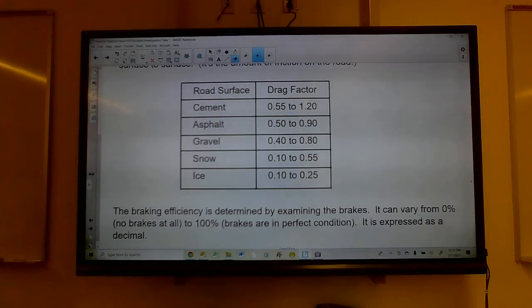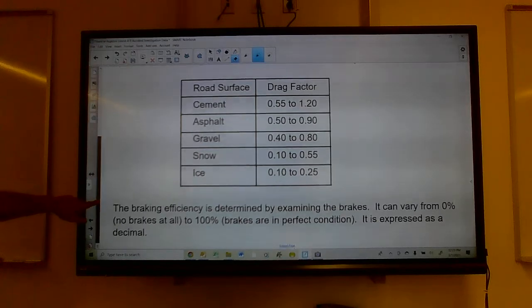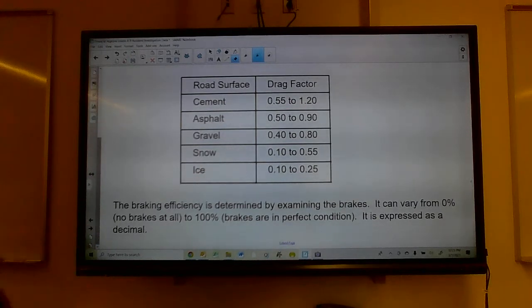So the braking efficiency is determined by examining the brakes. It can vary from 0, which is no brakes at all, to 100%, where the brakes are in perfect condition. It's expressed as a decimal, though it's also a percent. So 0.85 would be 85% efficiency on your brakes.